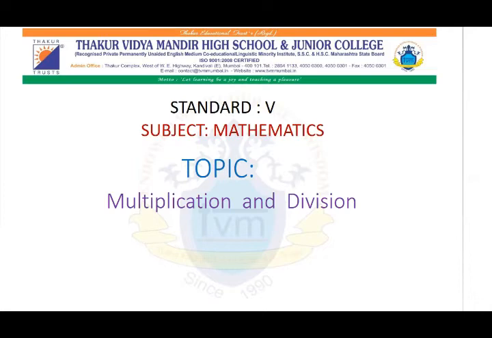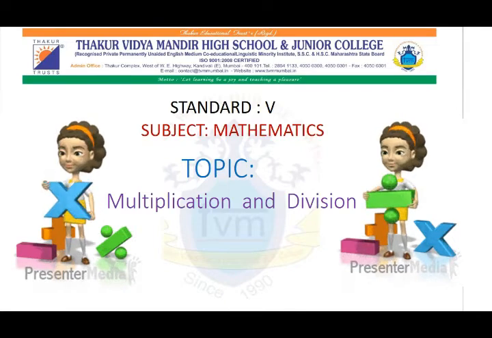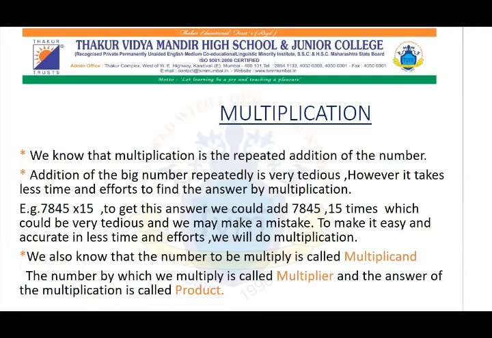Standard 5, Subject Mathematics. Topic: Multiplication and Division. Children, you already know about multiplication. In the 3rd and 4th standard, we have learned about the multiplication of a 3-digit number with a 2-digit number, 3-digit with 1 digit, 2-digit with 2 digit, correct? Now, what do you know about multiplication?